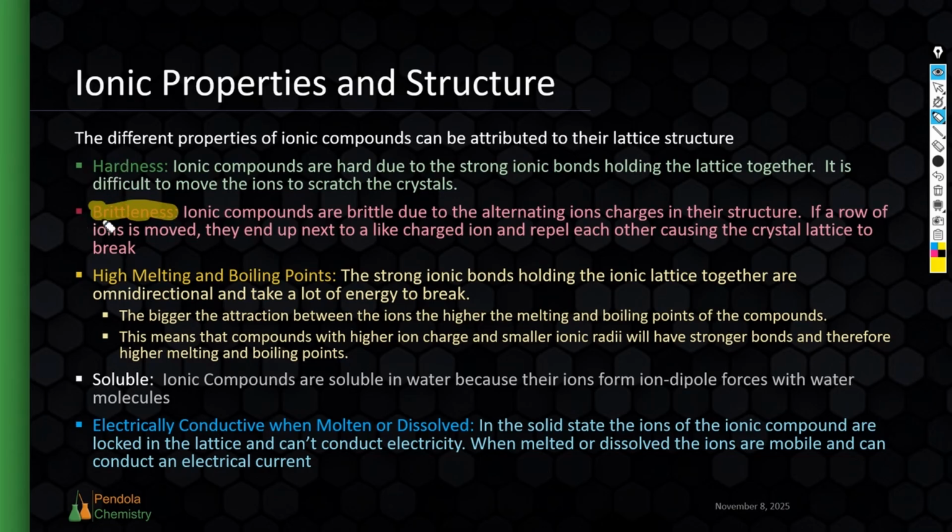A large crystal of an ionic compound is brittle because ionic compounds have charged ions at their vertices. They have alternating charged ions. The problem with having alternating charged ions is that if a row of ions is moved, then they end up next to a row of like-charged ions, causing repulsion, which breaks the crystal. So let's look at this in a drawing. Let me change over here.